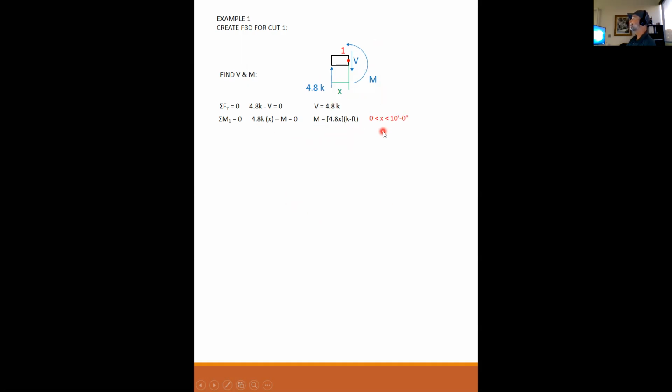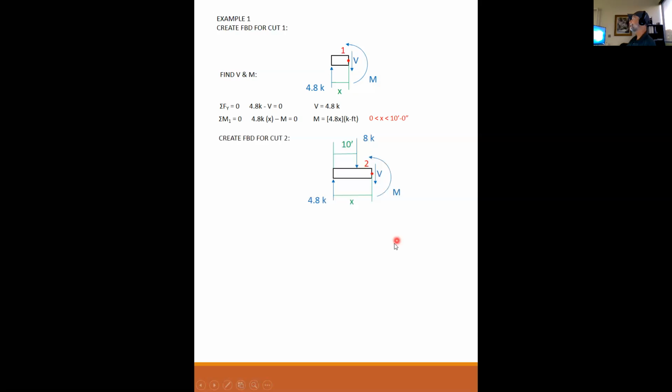This answer is valid between 0 and the point load, with the point load located at 10 feet. So this shear and moment are only valid between the end reaction at 0 and 10 feet. Which means I need to do another cut. So this cut is going to be past the 10-foot point, and it's going to be between 10 and the right-hand reaction. And again, I draw my free body diagram.